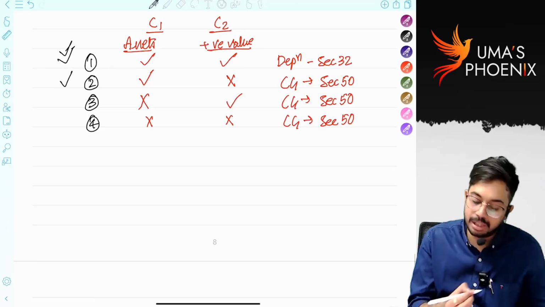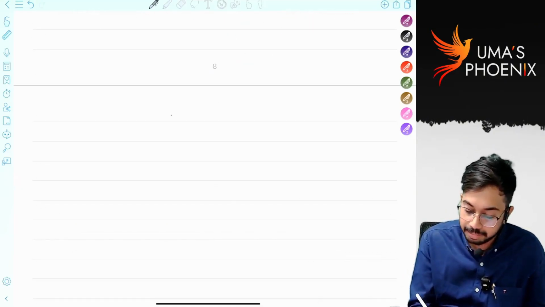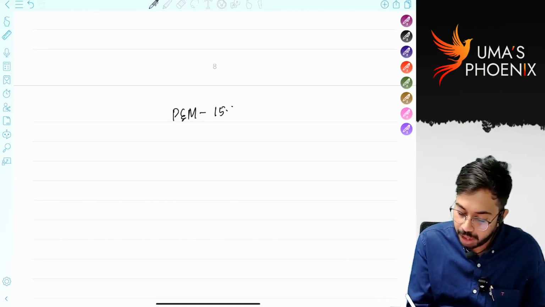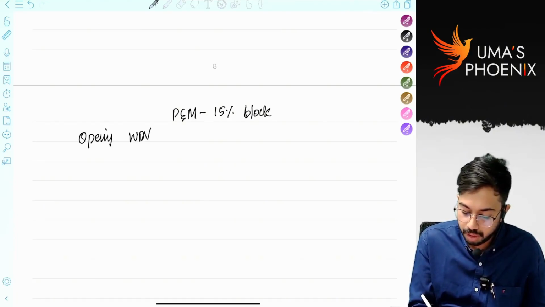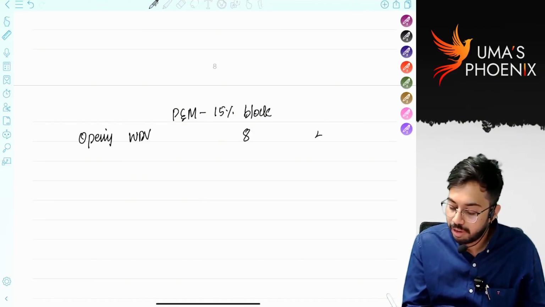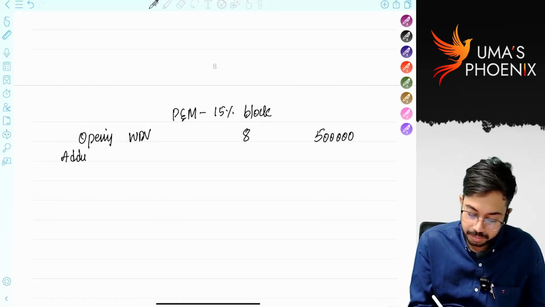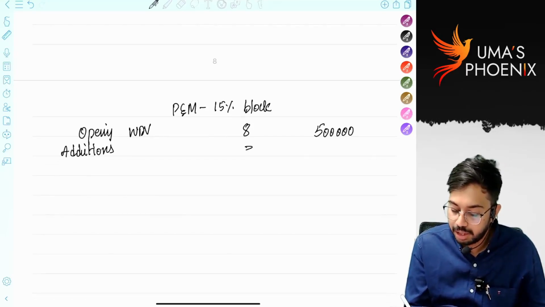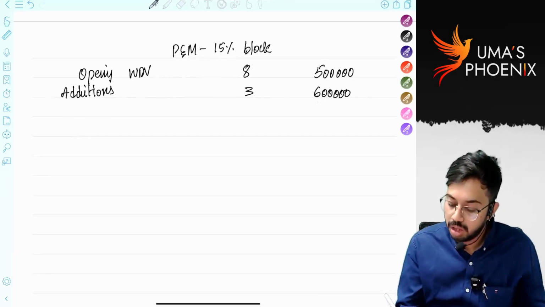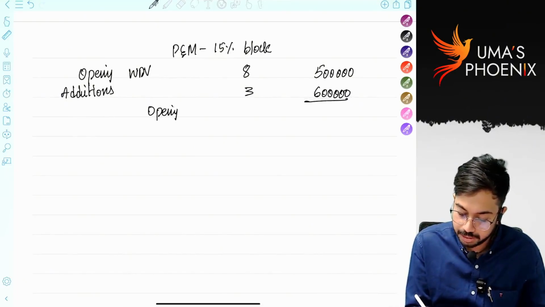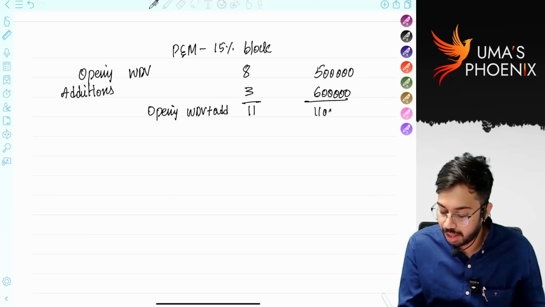Now I will explain case 2. There are assets in the block, but the block is not having positive value. Shall I explain the case? Plant and machinery, 15% block is there. All of you pay attention here. Opening written down value, 8 assets are there. Worth is 5 lakhs. Additions are 3 assets worth 6 lakhs. Now how much is opening written down value plus additions? 11 assets and 11 lakhs, correct?